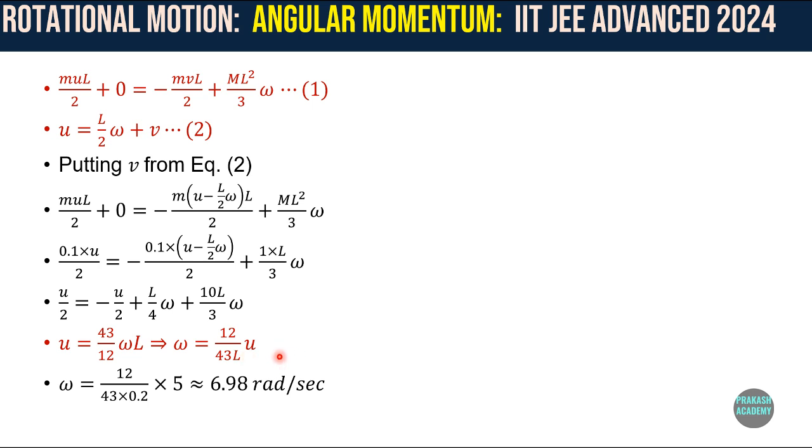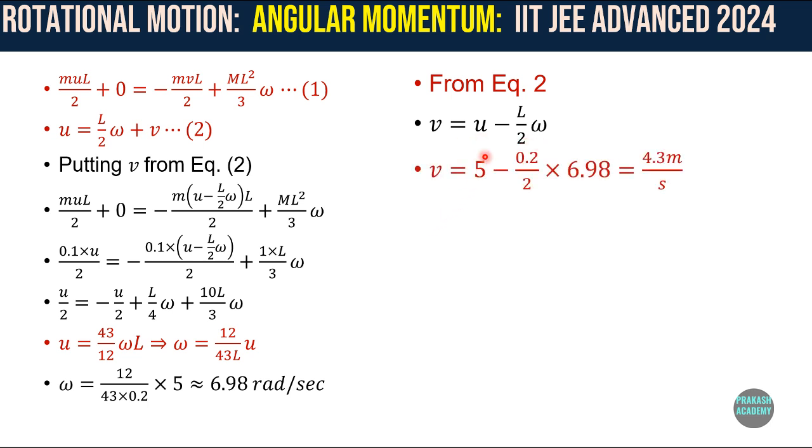Now in the problem it is given that the initial speed is 5 meters per second. So I can plug in u equals 5 and get omega, which is basically 6.98 radians per second. Now from equation 2, if I plug in the values of omega and u, I can get the value of v. So v equals u minus L by 2 times omega, where u is 5, L is given as 0.2, divided by 2, and omega is 6.98. From here we can calculate v, and v will be 4.3 meters per second.